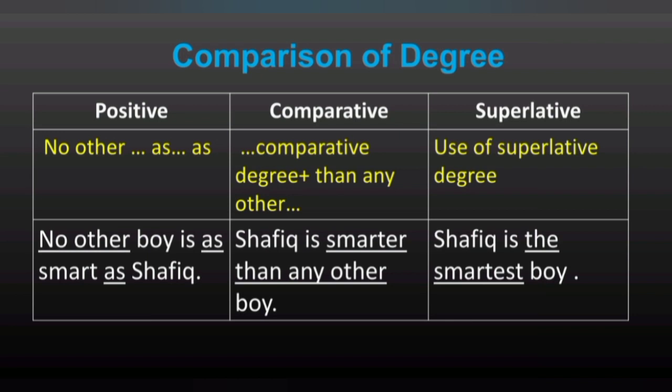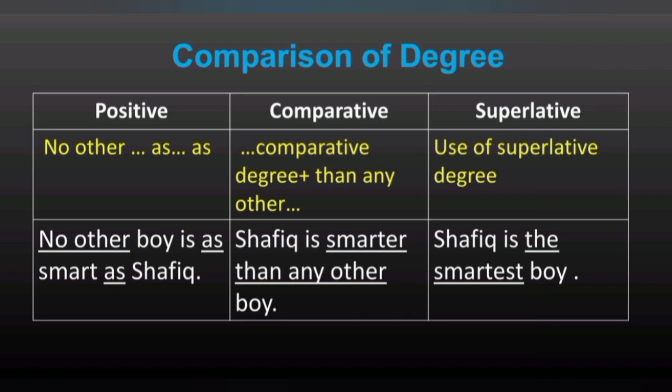Transformation of sentence according to meaning also includes comparison of degree. There are 3 types of degrees: positive, comparative and superlative. If we are asked to change them, how can we change them without changing the meaning? Here are some of the rules. Let's take the first one.